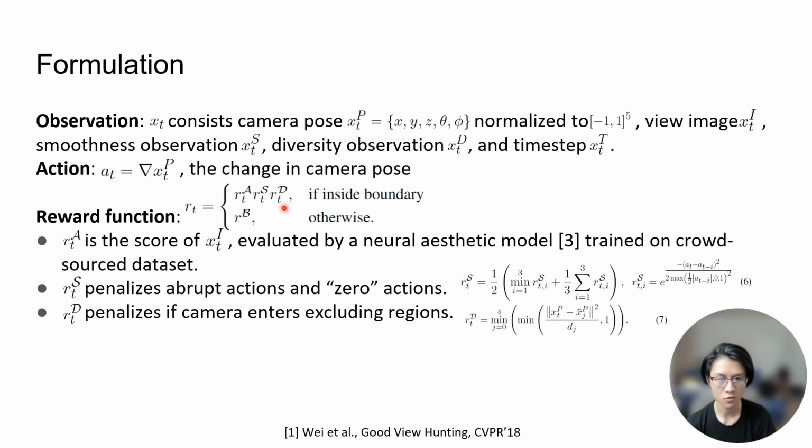The aesthetic score of a camera view image is computed by an aesthetic model that matches human aesthetics. The smoothness ratio penalizes abrupt actions and zero actions. The diversity ratio penalizes if the camera enters excluding regions.